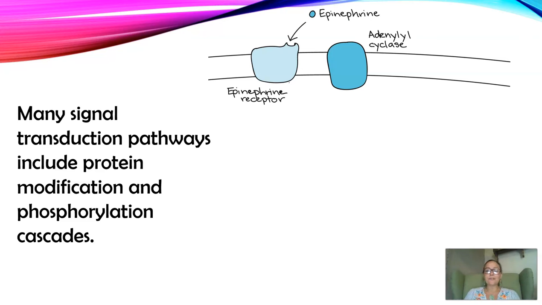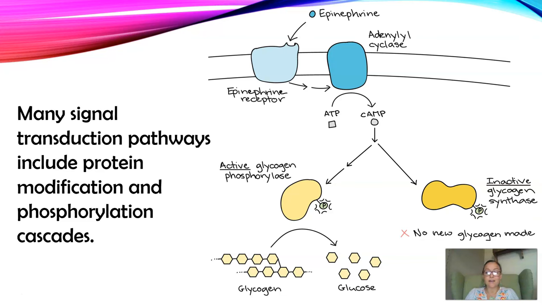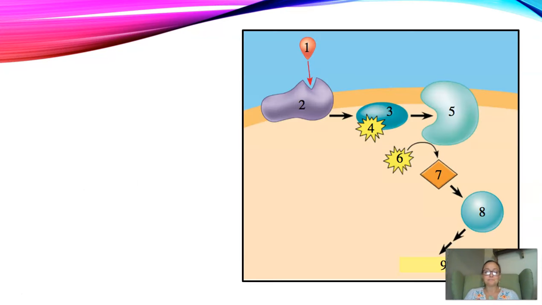Versus over here, if you are in the fight or flight response, which is when epinephrine is released, you are going to need glucose. You're going to need energy to fight off whatever's happening, or flight. And so therefore, you're not going to store glucose as a polysaccharide. So therefore, you can inactivate the enzyme that would be used to make glycogen.